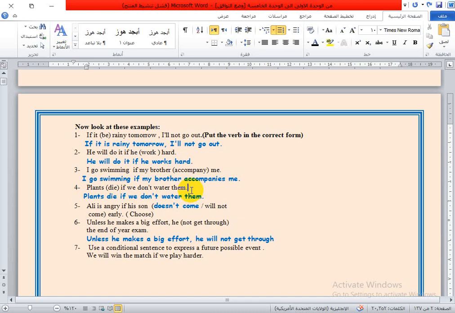Again, let me say it again. We have if clause present simple. The if clause can be present simple in the zero and first conditional.